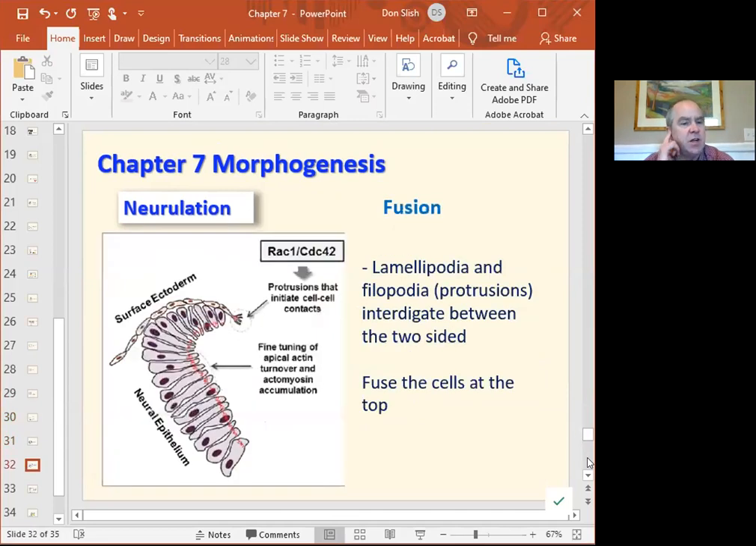Once those two sides come together, you can see the surface ectoderm is putting out lamellipodia, and these lamellipodia bump into each other, and then the cells fuse together after that. It's not explained in much detail how actually that happens. It just says that the lamellipodia interdigitate between the two sides and then fuse together. So now you've got ectoderm on top, and then the ectoderm lets go of the cells they were connected to. So let's back up one.